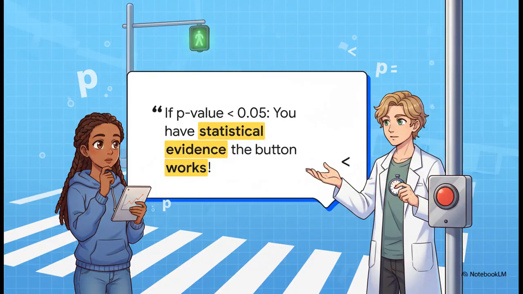Now scientists and statisticians, they have a rule of thumb. If that p-value is less than 0.05, that's a 5% chance of being fooled by randomness, we get to declare the result statistically significant. It means we have strong enough evidence to throw out that null hypothesis and say, yeah, our button probably works.